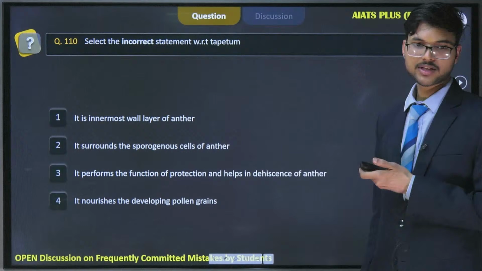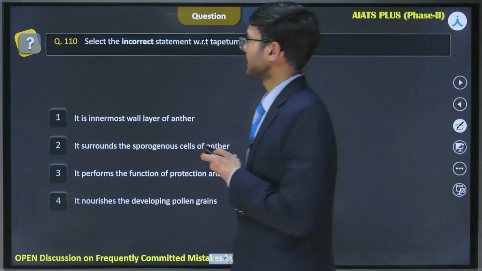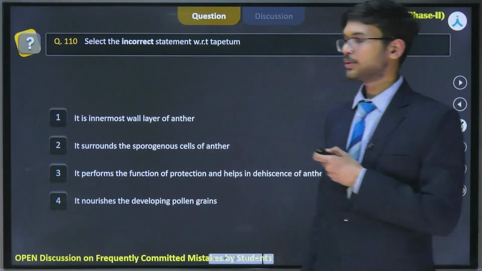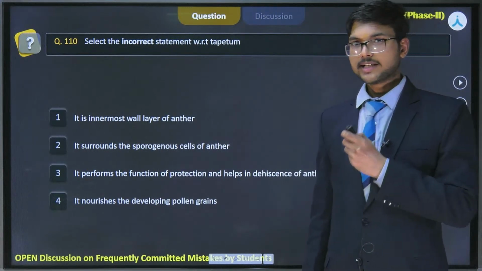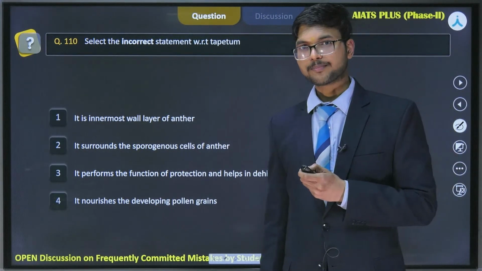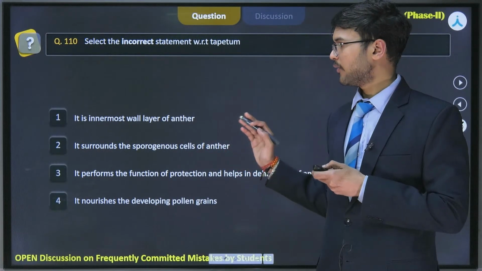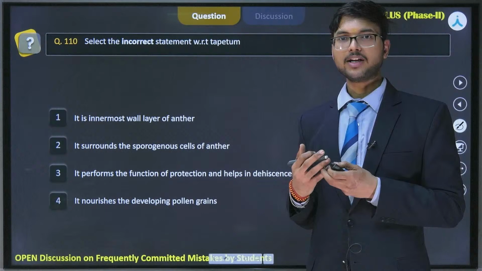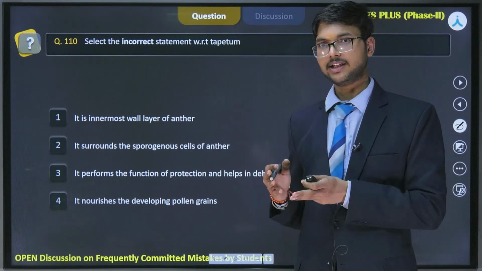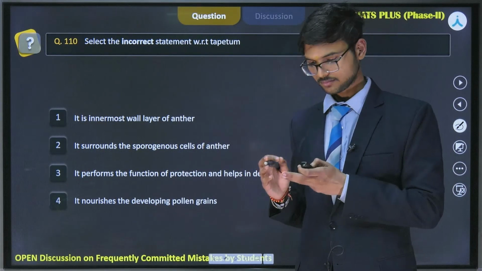Now the last question here is question number 110. Select the incorrect statement with respect to tapetum. Now tapetum is an anther wall layer. To understand this concept, you need to understand first where the tapetum is located and what the other layers present in an anther wall are. So let's see.